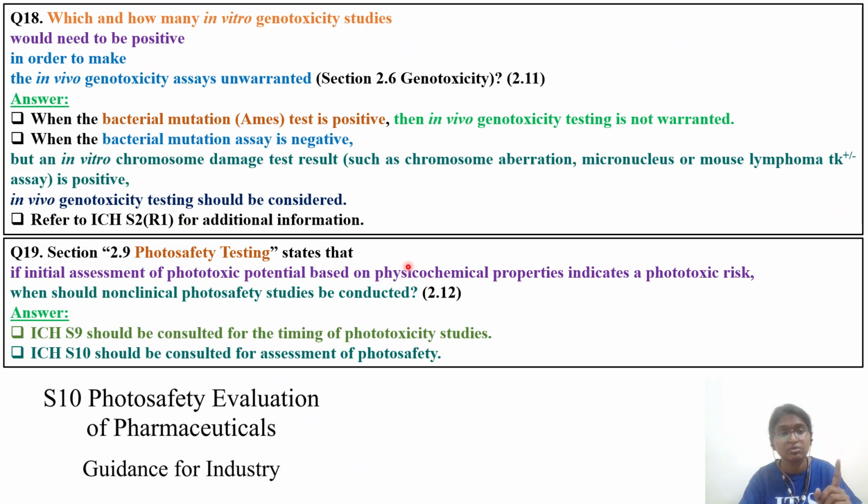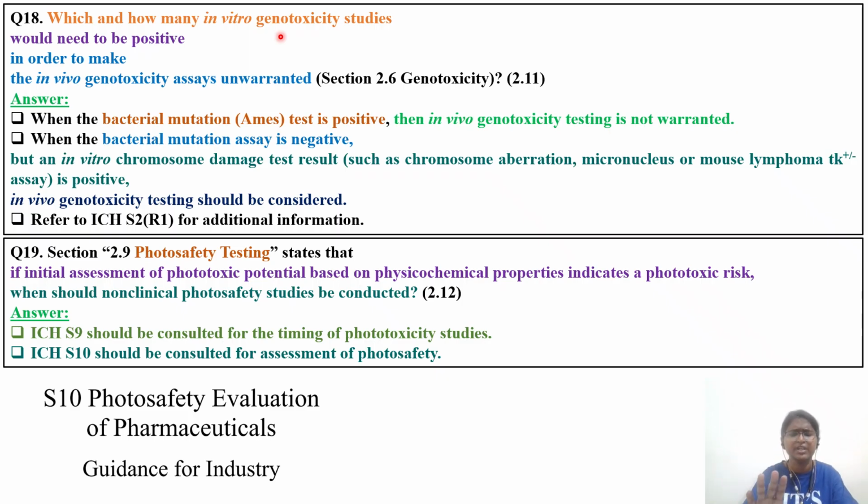Next, the last slide we'll be discussing, question number 18. Question number 18 is: which and how many in vitro genotoxic studies? So now we discussed tissue cross reactivity, we discussed recovery groups, we discussed reproductive studies. Now we are coming to genotoxic studies. Which and how many in vitro genotoxic studies?